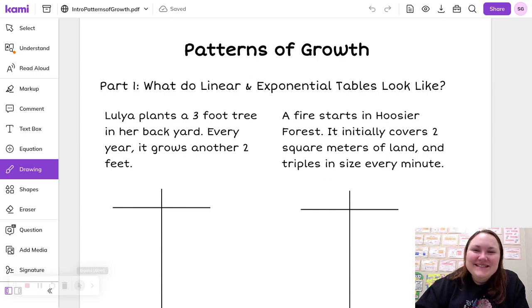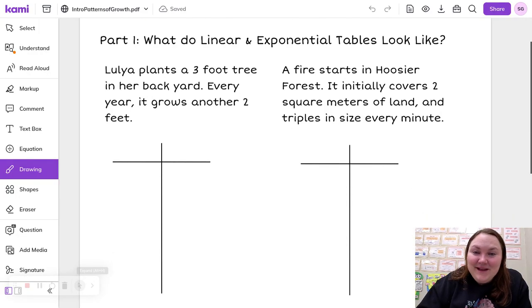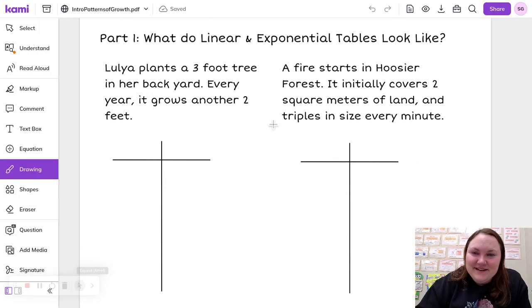Hi algebra students, this is our introduction video for our lessons on patterns of growth. The focus of this lesson is going to be describing patterns we see in tables, specifically linear tables and exponential tables. In order to look at those patterns, we're going to talk about these two stories here.